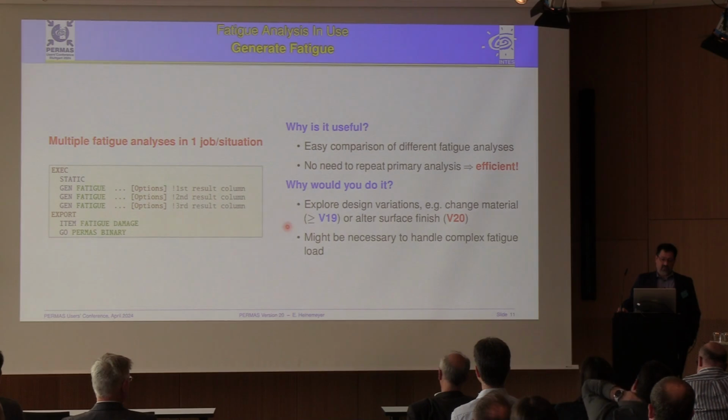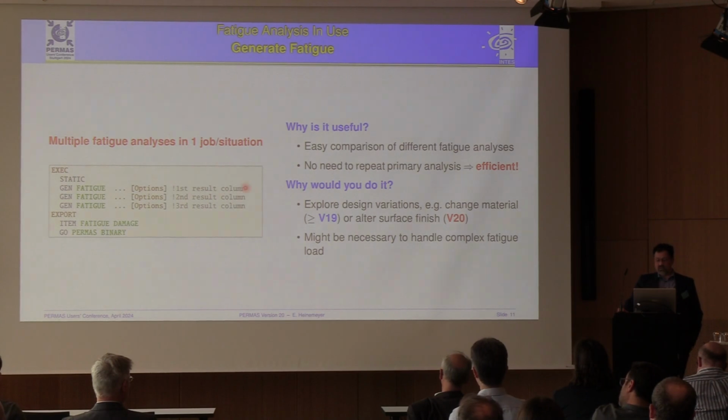One answer might be that you are still in a phase where you can explore design variations. For example, you can change the material that is associated with your point of interest, which was already possible within PERMAS version 19 without repeating your primary analysis. And now we also extended this so that you can alter any of the local properties, for example, the surface roughness.